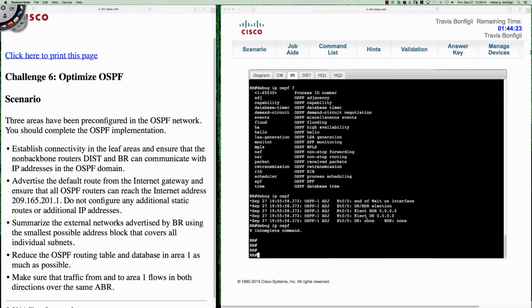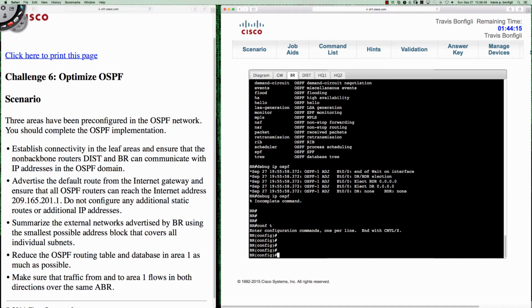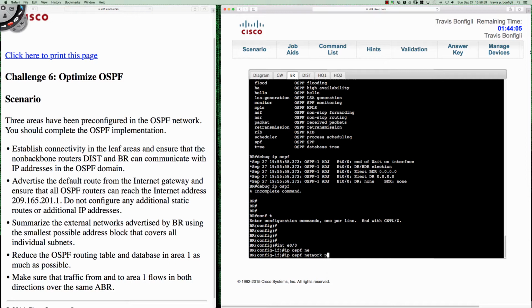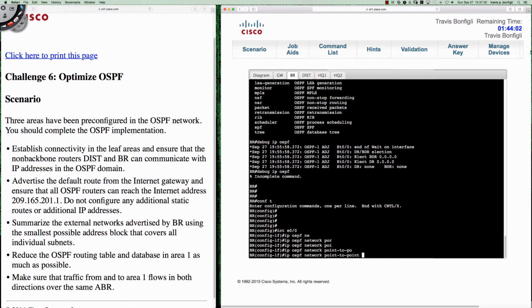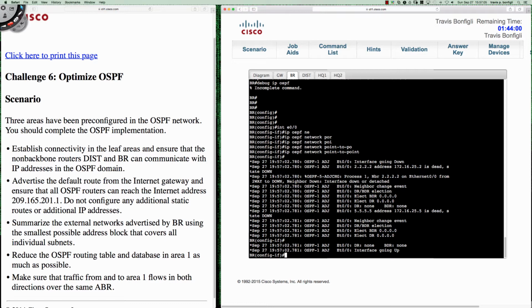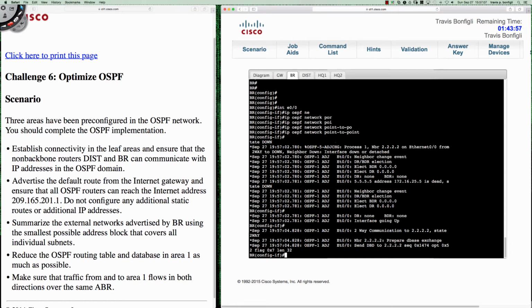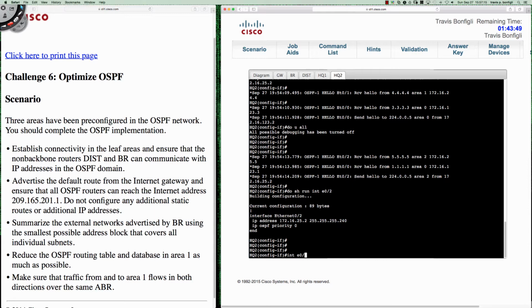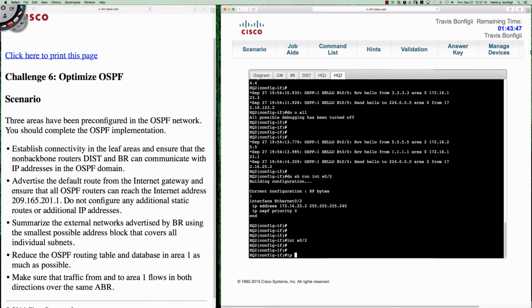Now, there are a couple of ways, I believe, that we could get around this. The one way that I'm thinking of here is obviously not going to be the conventional way to resolve this issue, but we're going to give it a go here. So if I go into interface Ethernet 00 and I say IP OSPF network, oops, point-to-point, aha, interface going up, sending a database descriptor packet. So now let me go over to HQ2 and say the same thing on interface Ethernet 02.